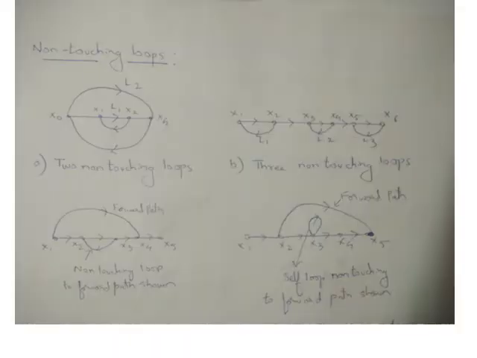I'll just brief a little bit more on non-touching loops: 2 non-touching loops, 3 non-touching loops, and non-touching loops to the forward path. This will be helpful for Mason's gain formula while solving the problems. Here we have seen the example.